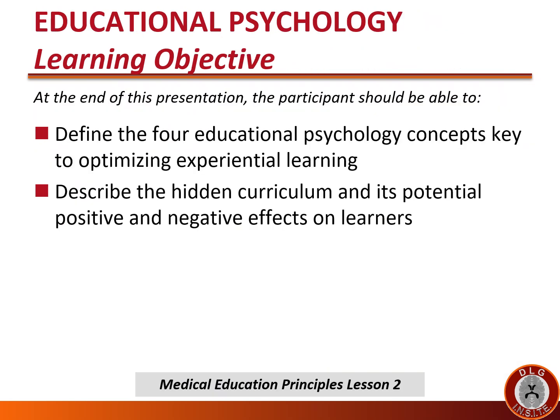This concludes Medical Education Principles Lesson 2, Educational Psychology. At this point, you should be able to define the 4 educational psychology concepts key to optimizing experiential learning, and you should be able to describe the hidden curriculum and its potential positive and negative effects on learners.